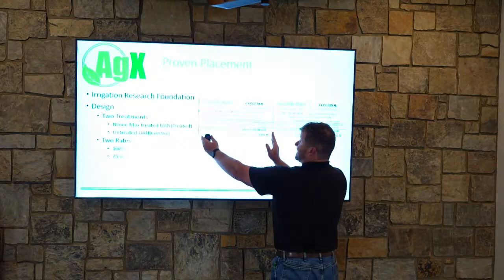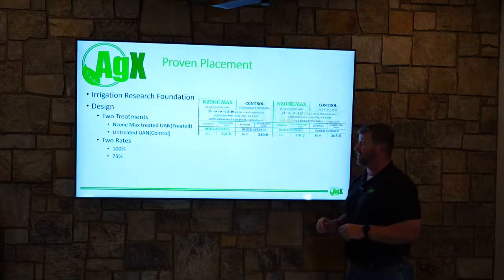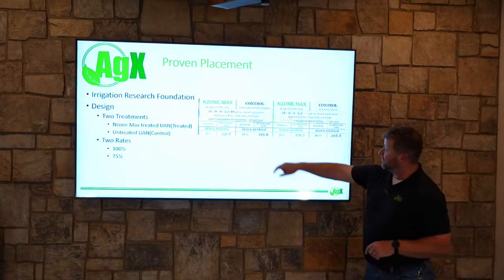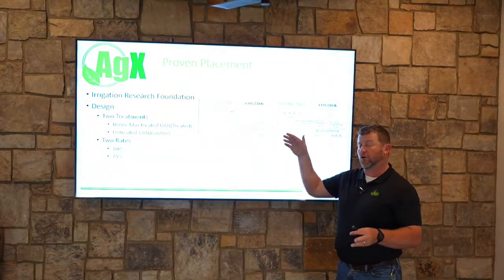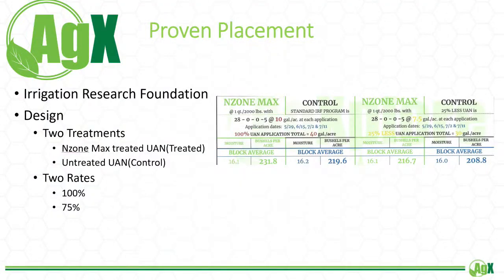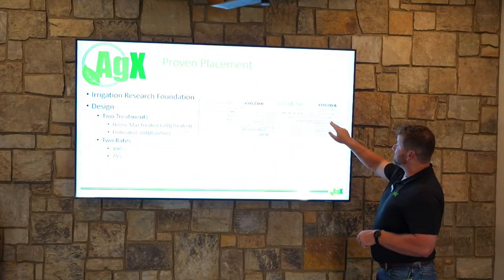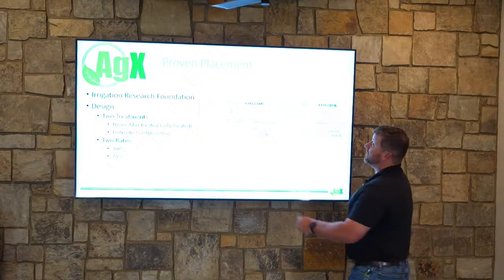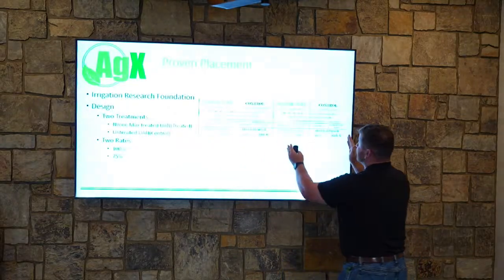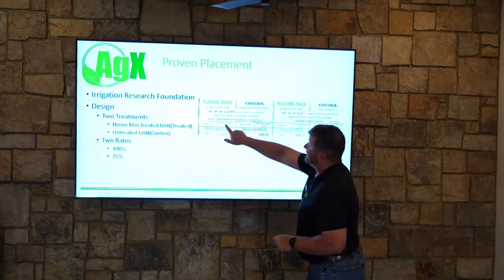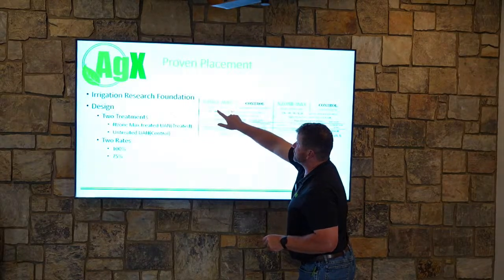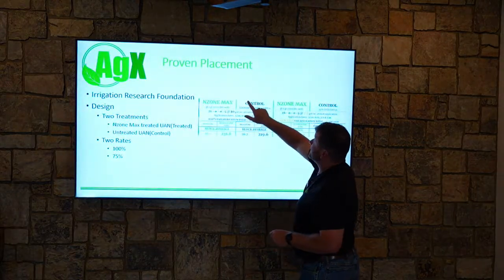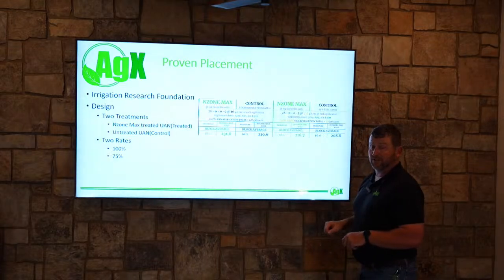Everything on the left-hand side is the 100% UAN application. So you're looking at 40 gallons to the acre over that growing season. On the right-hand side, we came in and we reduced the UAN application by 25%. So this is 30 gallons. Then within each of our different placements, we had this idea of end-zone max, so 1 quart per ton, or a standard, which had no end-zone max.